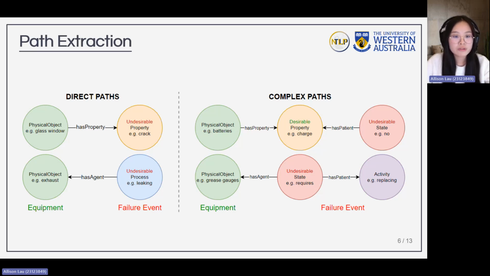And from that, using a bottom-up approach, we were able to devise what we call paths, which is basically just different combinations of equipment and failure events. There are different types of paths. Paths with just a direct connection, and paths with a middle entity linking them together. And examples of paths here are glass window cracked, exhaust leaking, batteries have no charge, etc.